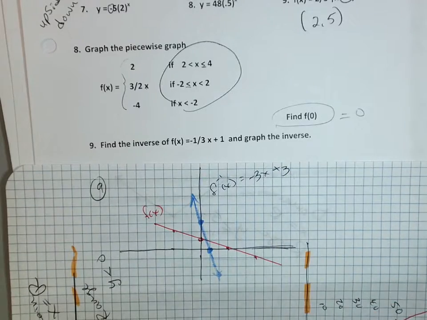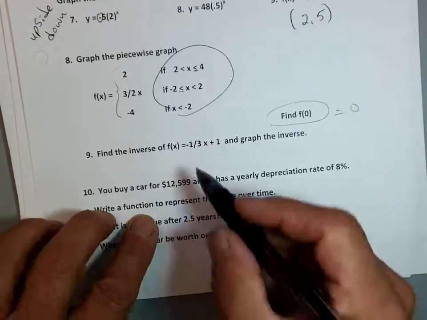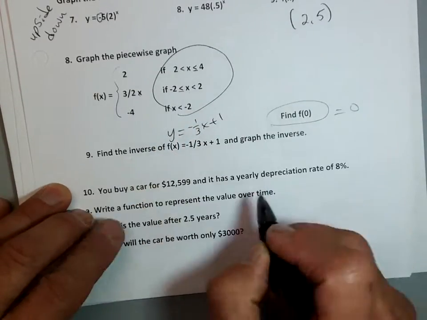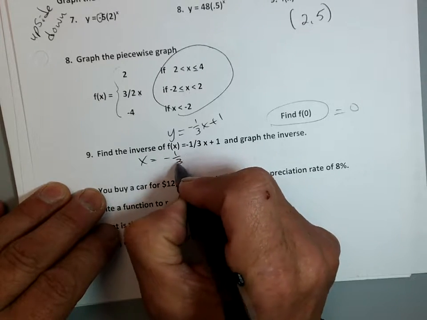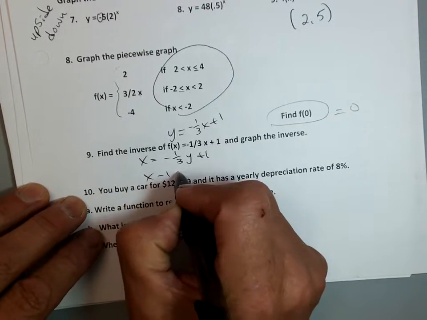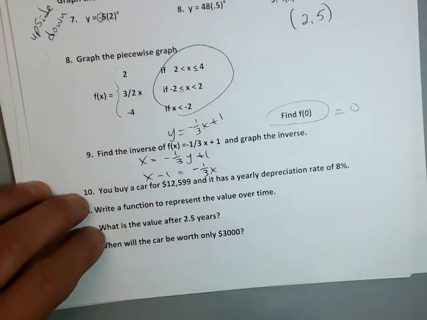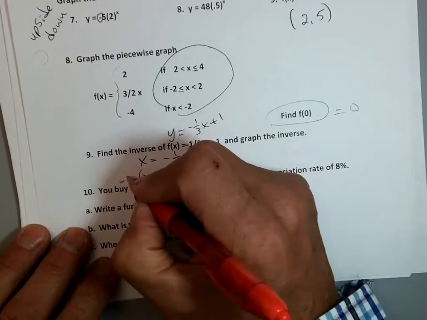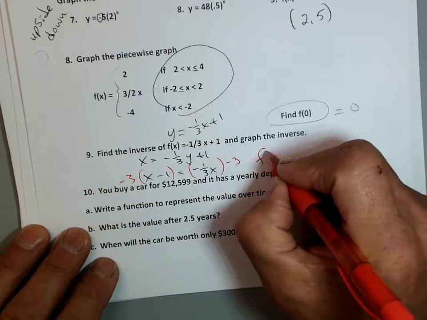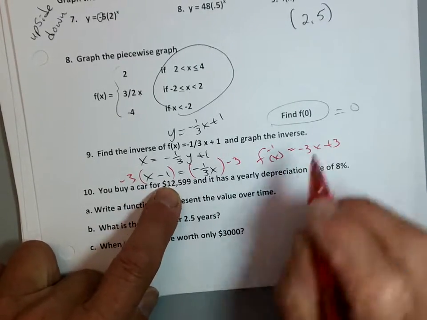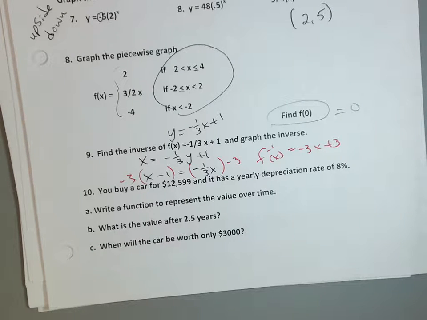Now, however, we could do it the other way, right? We can switch variables and make it x equals negative 1/3 y plus 1. This is the other way to do it, right? So you just switch the variables. Minus 1, I'm going to have x minus 1 equals negative 1/3 x. Multiply everything by negative 3, and I would get f inverse is equal to negative 3x plus 3. Okay, that's the other way to do it. Both work. Okay, both work.